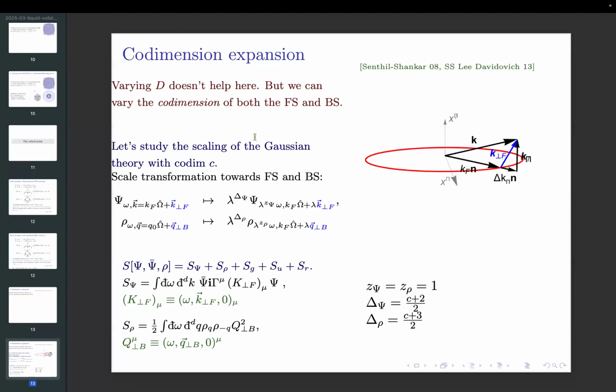And so the action we're going to think about is a kinetic term for the fermion, a kinetic term for the boson, the Yukawa coupling, and the quartic term, which is the whole reason we're doing this, because the quartic term was relevant. So we want to find c such that the quartic term is marginal. That's the analog of the upper critical dimension, the upper critical codimension. And then of course there's the term r that we're varying through the transition.